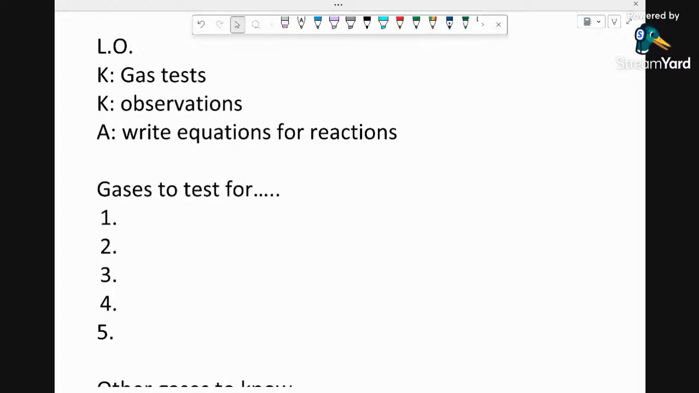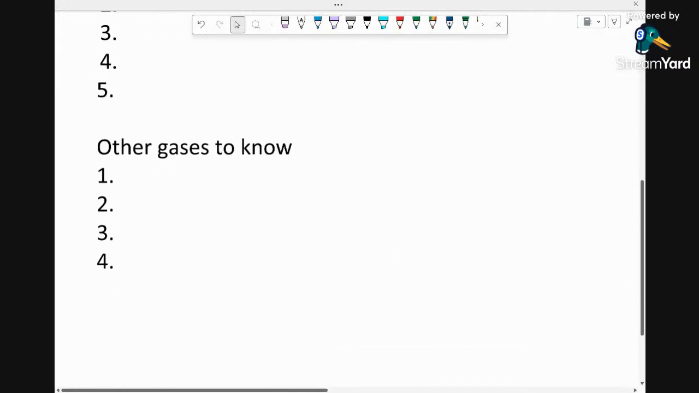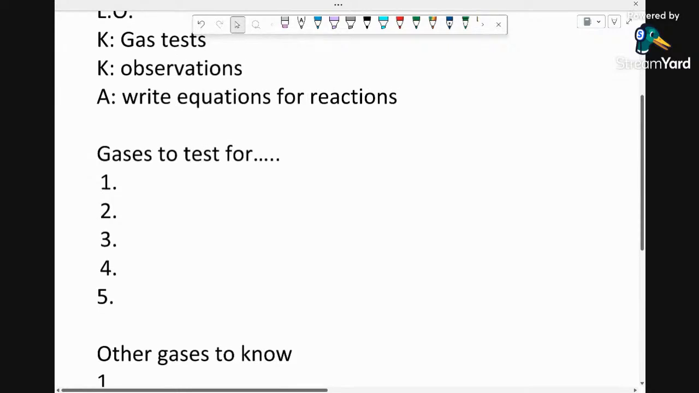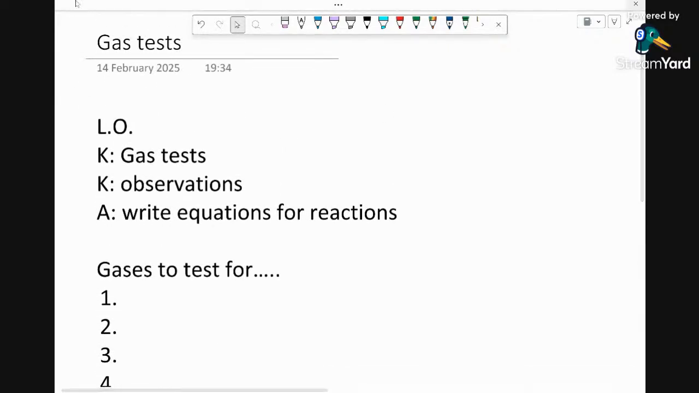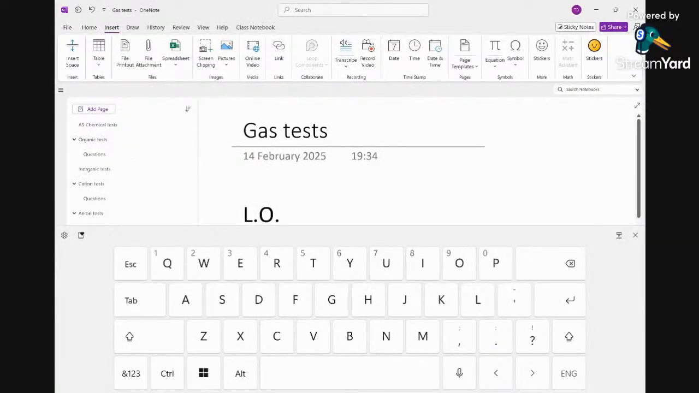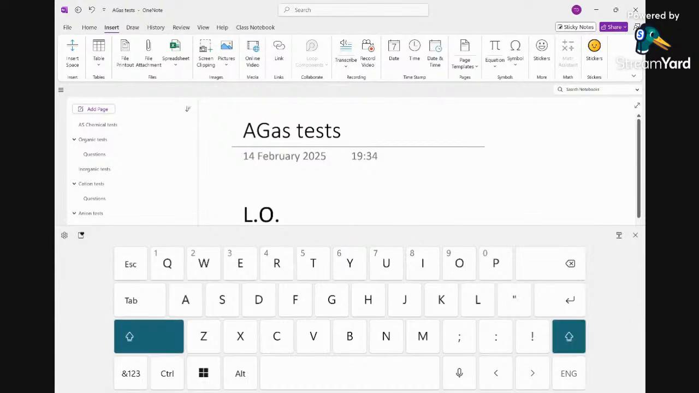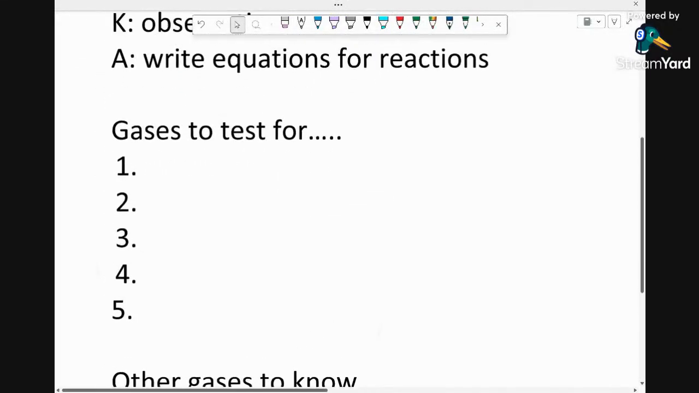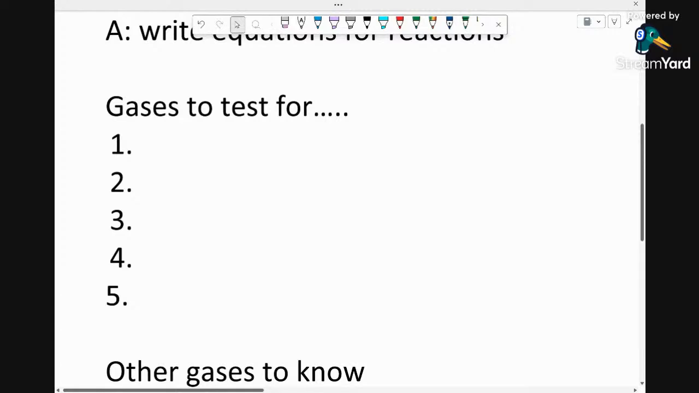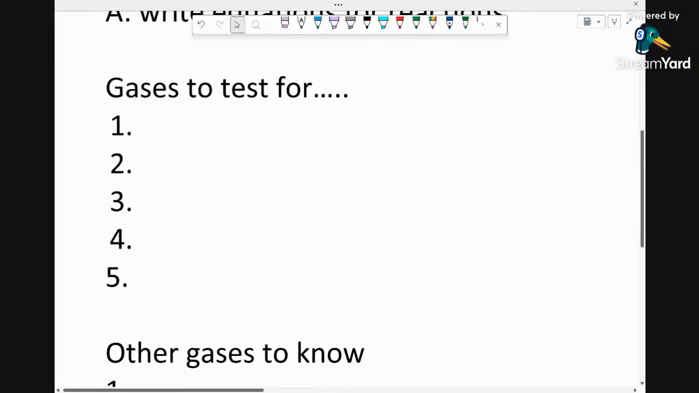Okay, so what I think you should do, guys, is pause the video and have a go. See if you can name the 5 gases that you need to know the test for, and then see if you can name the 4 other gases that regularly come up in topics in year 12 chemistry. Remember that these are not A2; nothing really changes when you get to A2. It's nice for me to add in AS at this point, but in reality these actually apply to the A2 course as well. So pause the video, have a go at doing your 5 gases and 4 others.